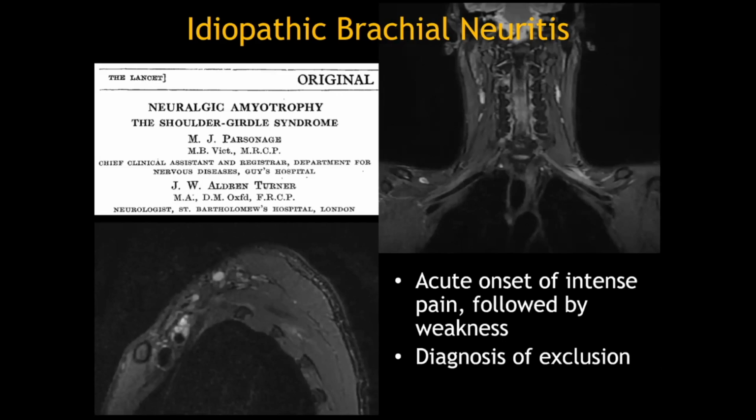The last topic that we'll discuss is idiopathic brachial neuritis, also referred to as Parsonage-Turner syndrome. This is a diagnosis of exclusion. This often presents as acute onset of intense pain followed by weakness.